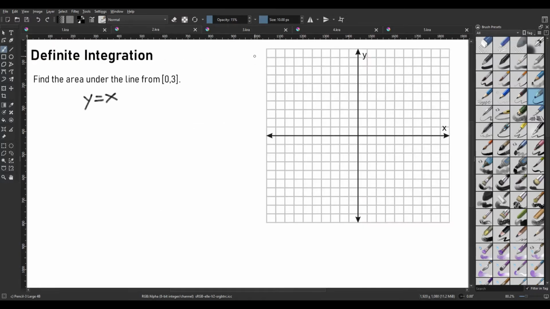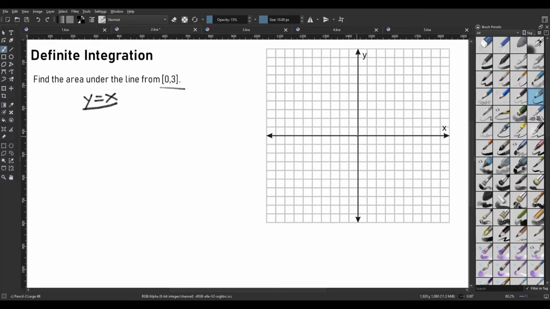Okay, now that we've gotten to understand the basic idea of what we're looking at with integrals, we're going to do an example with definite integration. And I'm going to do two examples like this to try and show you why this is necessary. Why it's necessary to do calculus, that is. So we're given a function y equals x, f of x equals x, same thing. And we are to find the area under the line from x equals 0 to x equals 3.